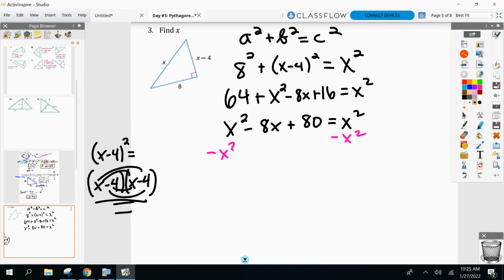Here's why you're getting uncomfortable. What's going to happen with my x squareds here? What's going to happen? See ya! They're gone. Okay. Deal with it. Let's deal with it. What's left? Negative 8x plus 80 equals 0. Don't overthink it. You guys can solve that.